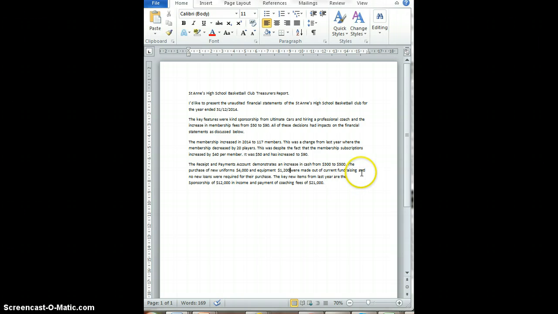And they were made out of current fundraisings because it showed in the receipts and payments that there were no loans or debentures in there. So that's quite nice. The key new items from last year were the sponsorship, 12,000 coming in, and the coaching fees, 21,000. Now that's interesting. It might be the first time members have seen how much we paid our coach. So a bit of accountability, if you like, for the coach.